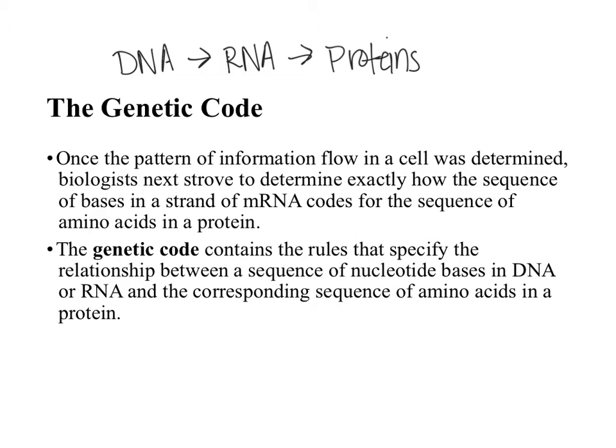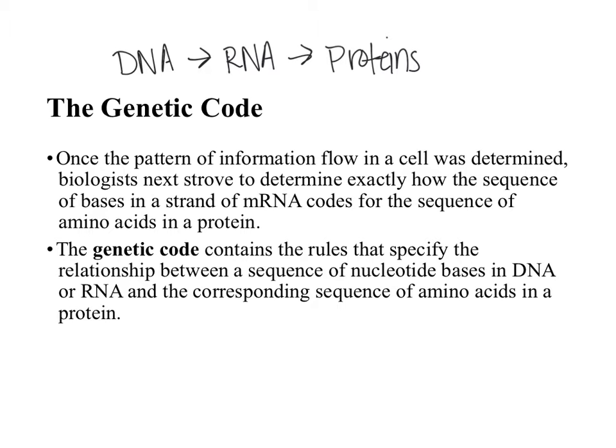Okay. So after we figured out the pattern of information flow in a cell, meaning how we go from DNA to RNA to proteins, the next step is to figure out how exactly the sequence of bases in mRNA codes for the amino acids that make up a protein. The code for RNA is just going to be those bases, A, U, C, and G. So how does your body read that and somehow figure out amino acids from there?